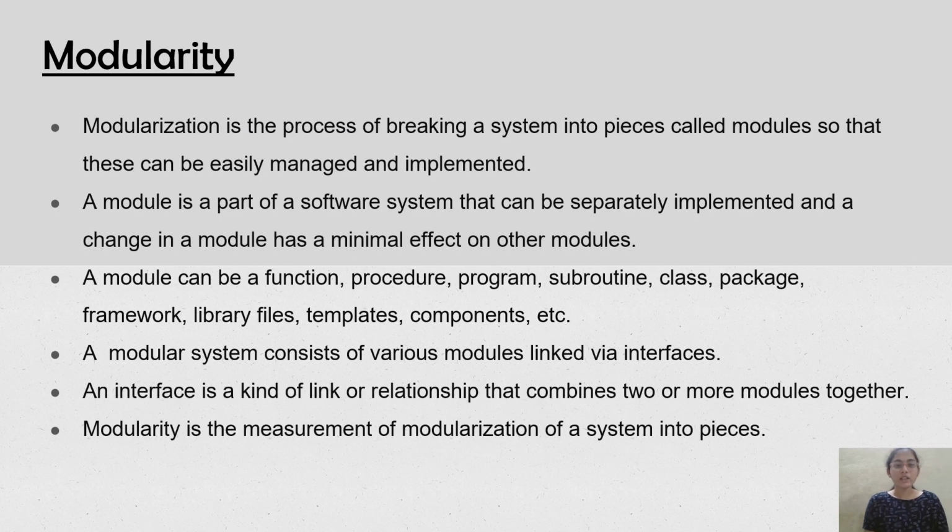Modularity. Modularization is the process of breaking a system into pieces called modules so that it can be easily managed and implemented. A module is a part of a software system that can be separately implemented, and a change in a module has minimal effect on other modules. A module can be a function, procedure, program, subroutine, class, package, framework, library file, template, or component. A modular system consists of various modules linked via interfaces. An interface is a kind of link or relationship that combines two or more modules together. Modularity is a measurement of modularization of the system into pieces.